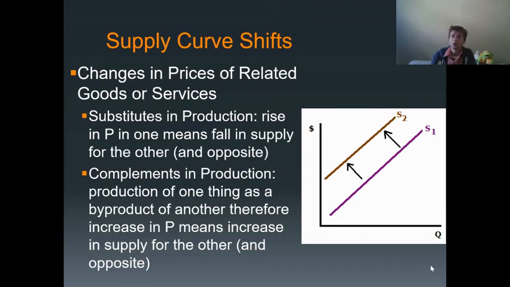Like I said, these don't show up too often, and it will always say "in production" afterwards. If it just says substitute or complement, that means it's demand. But always look for "in production" afterwards.